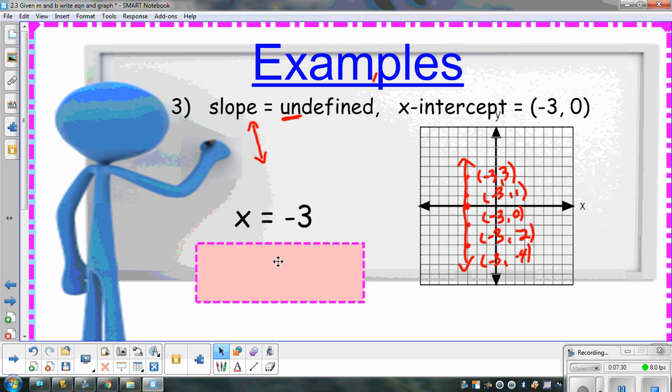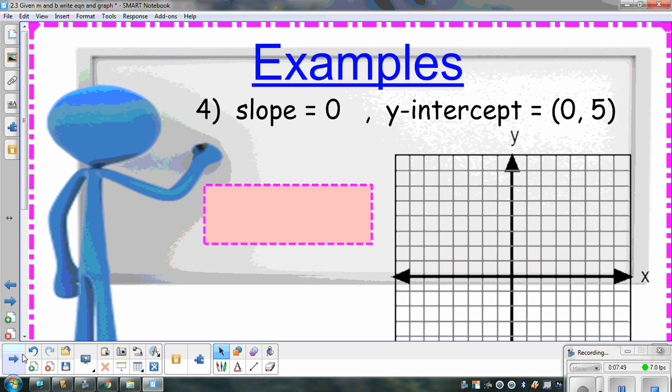So for vertical lines, they will always begin with x equals, and then you tell me what value they would all have in common. So the answer is x equals negative 3. That is only for undefined slopes, which are vertical lines.